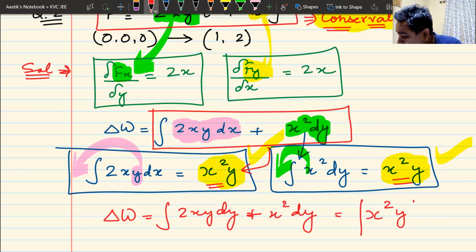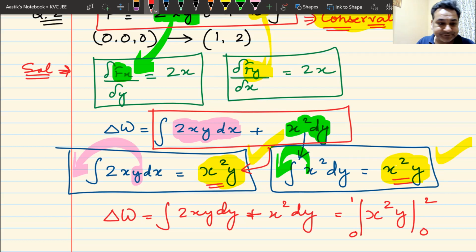Now you have to put the limits on it. Since it has x and y, you have to put the limits of both x and y. So x varying from 0 to 1, y varying from 0 to 2. How do I put the limits? I have to put both the limits together.